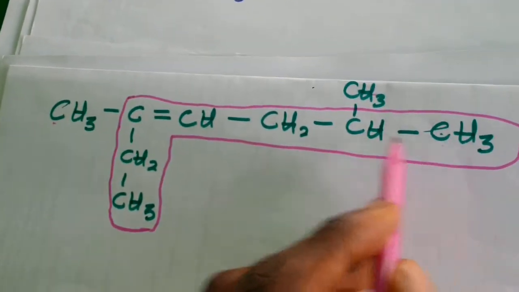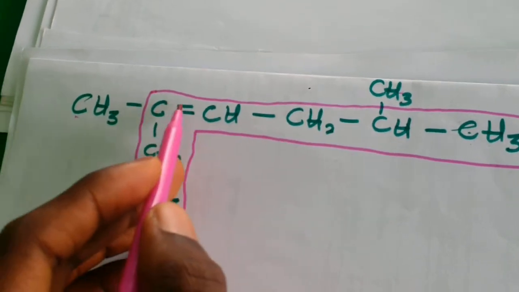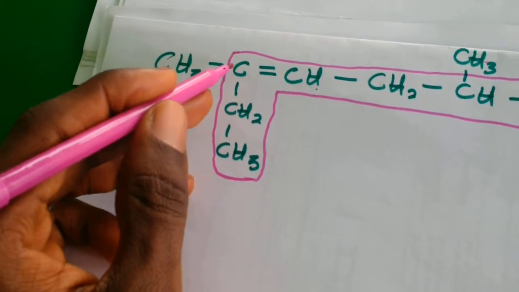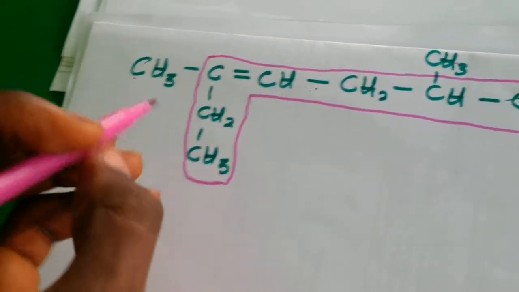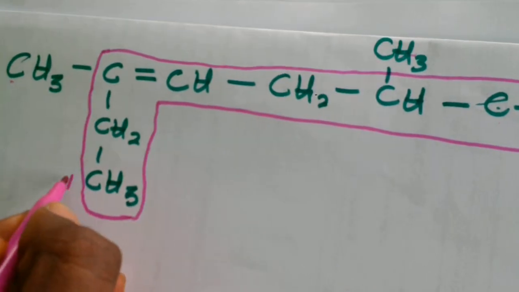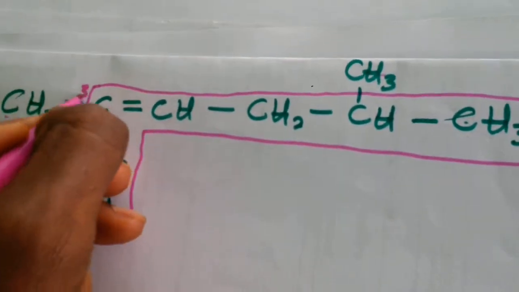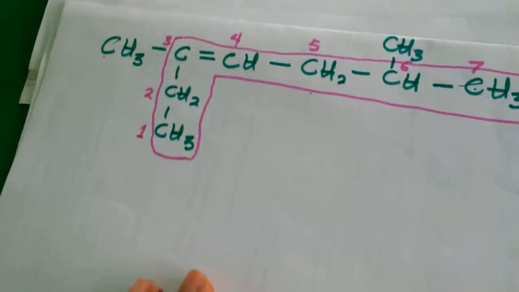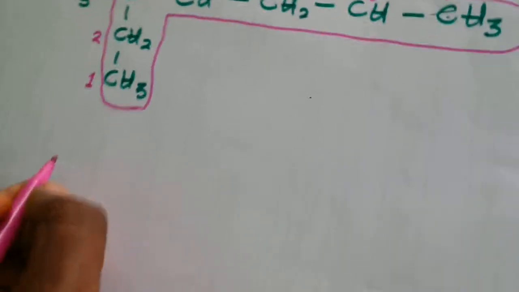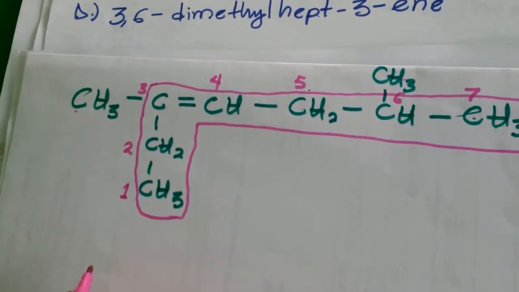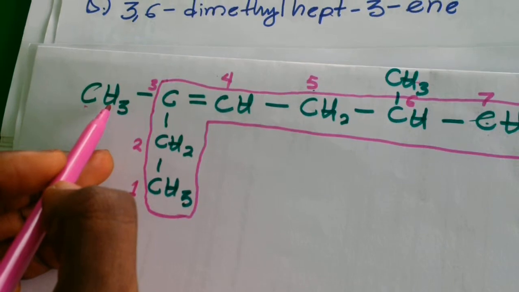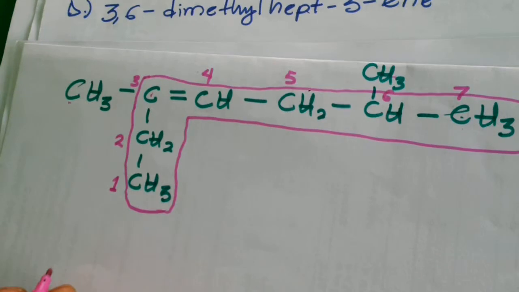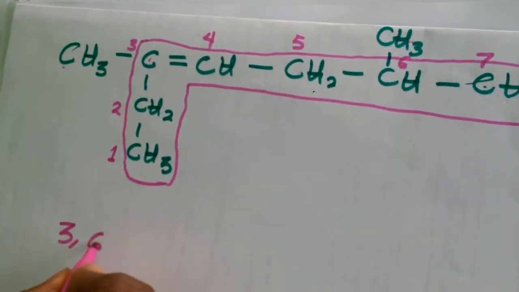So if we start numbering from here, 1, 2, 3, 4, the double bond will be on 4. But if we start numbering from here, it will be 1, 2, 3. The double bond will be on 3. So obviously we are going to adopt this numbering: 1, 2, 3, 4, 5, 6, and 7. Now the first methyl is on carbon 3 and the second methyl is on carbon 6. So we will have 3, 6.